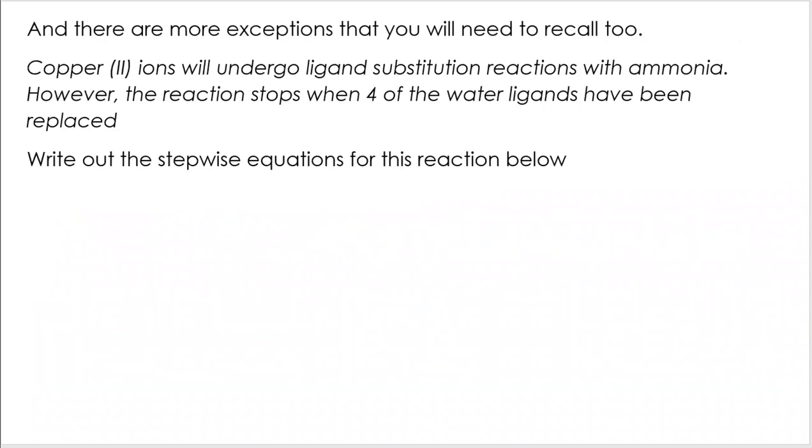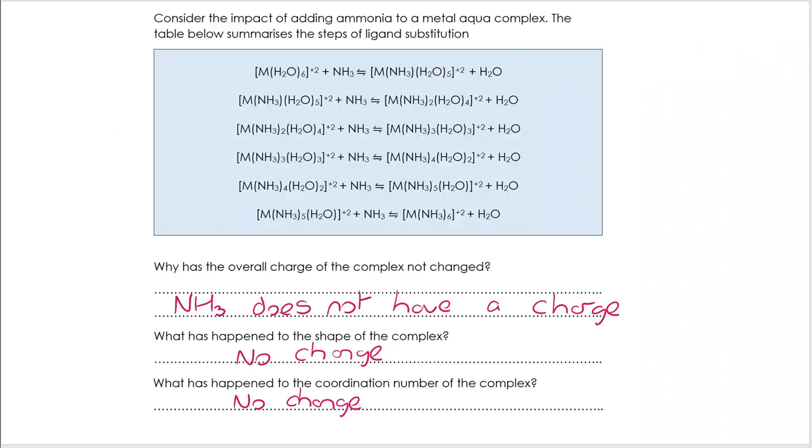Okay, so have a think about what might happen with copper. Copper undergoing ligand substitution reaction. So this, we've added an excess of ammonia. We're told that it can replace 4 of the water ligands. What would it look like? Well, we've seen a very similar one. We did it in the example earlier here with M, where the ligand substitutes the water.